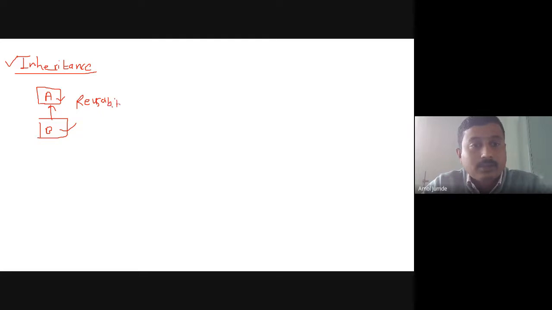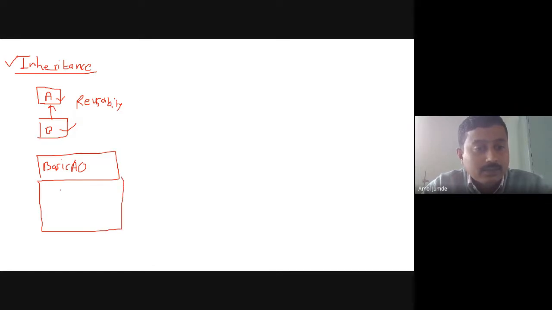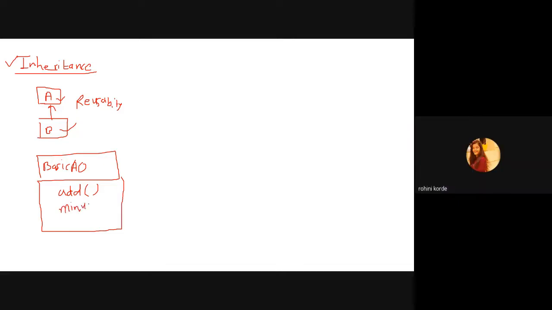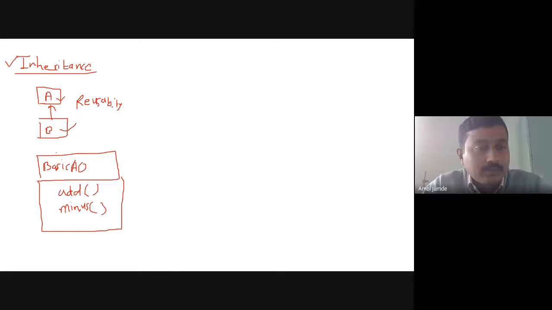So let us consider our example. We are going to write one class known as BasicArithmeticOperations. This is our class. Inside that we are going to write two methods. The first one is a very basic arithmetic operation, that is add, where we'll add two numbers. Then we'll write another method called minus, or subtract, for subtraction. This is our class number one.